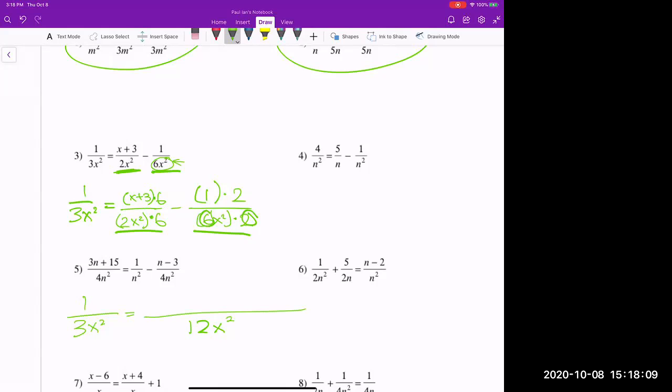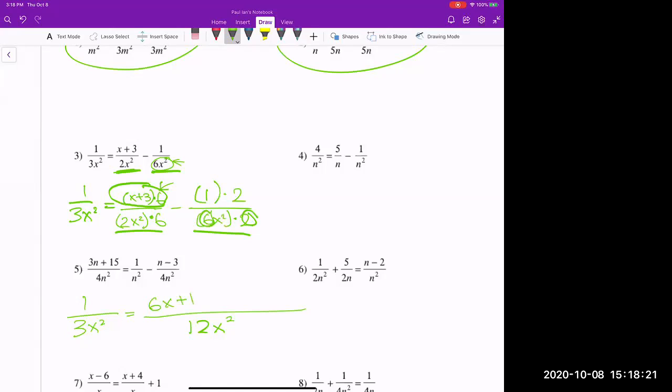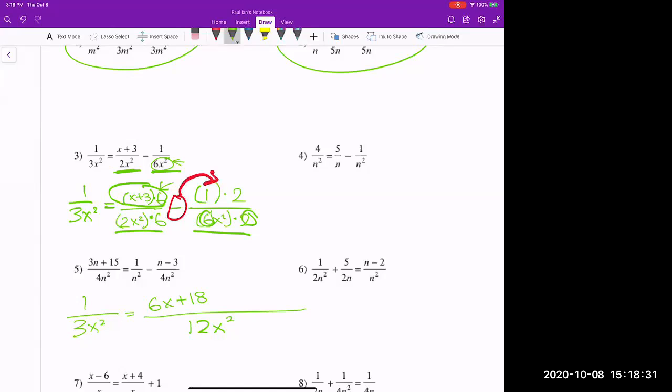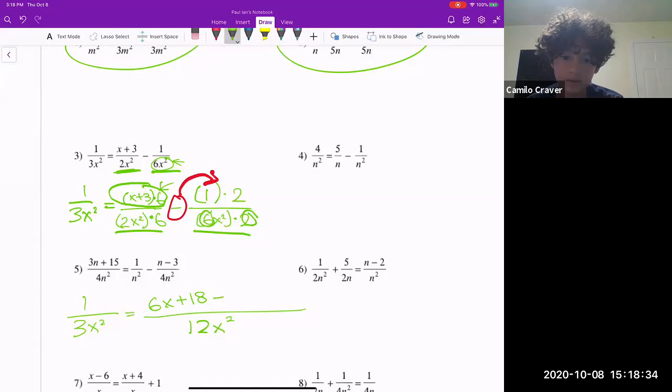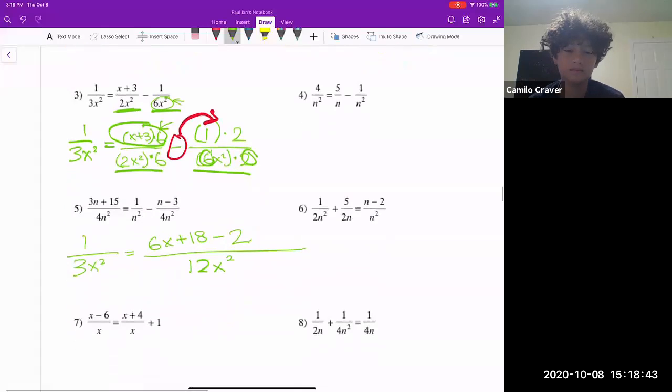And then you look at both of their numerators. So you have this 6, right? Yeah. And then you distribute these. So 6x plus 18. And then you have this minus 1 right here, right? Yeah. So what is this minus 1 to these guys? 1 minus 1. So this one's an easy one. So it's just minus 1 times 2, which is negative 2, right? Yeah. Okay, so that's what you have now.